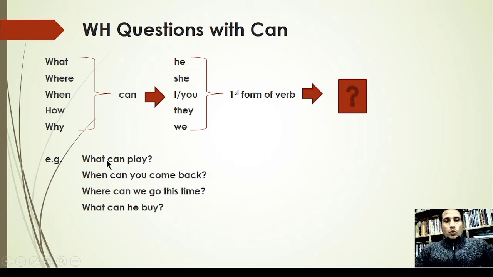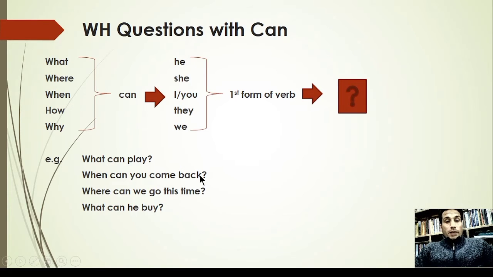For example, what can you play? I can play cricket, I can play hockey, I can play any sport. What can he play? What can she play? What can you play? Etc.